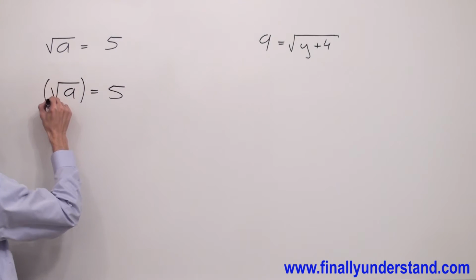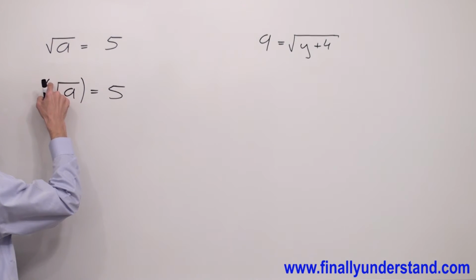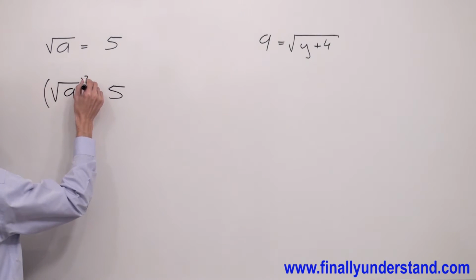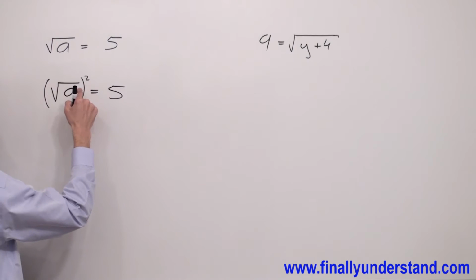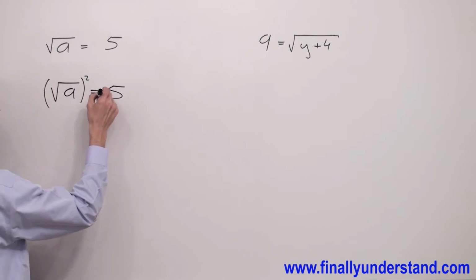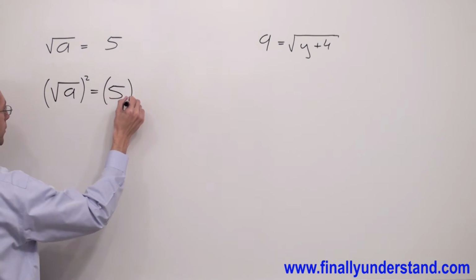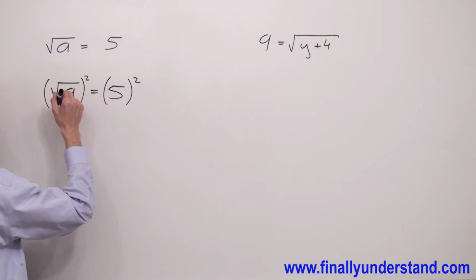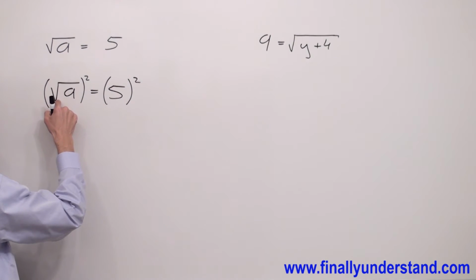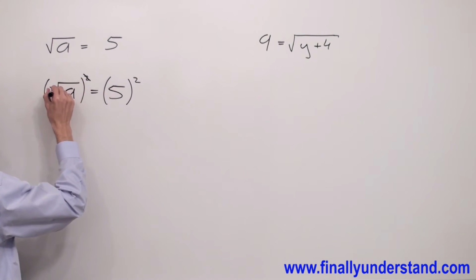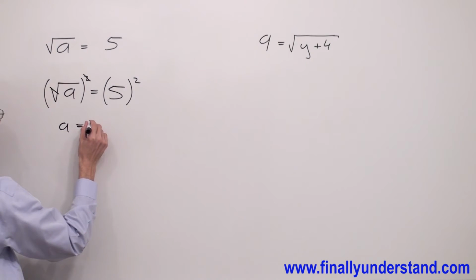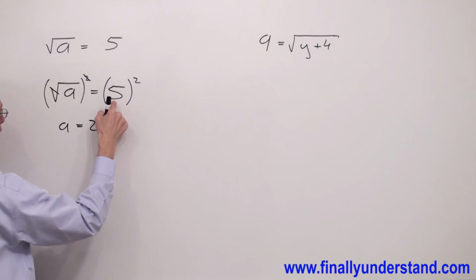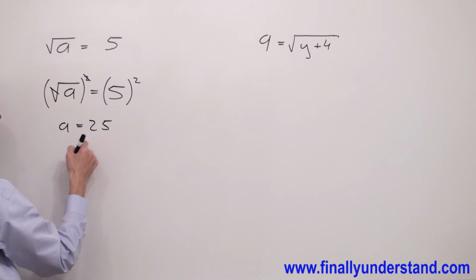So anytime I do not have any number over here, there is always invisible 2. That's why the radical has to be raised to the second power. Whatever I did on the left side, I have to do also on the right side. This exponent is going to eliminate my radical. And I have a equals 25, because 5 to the second power is 25.